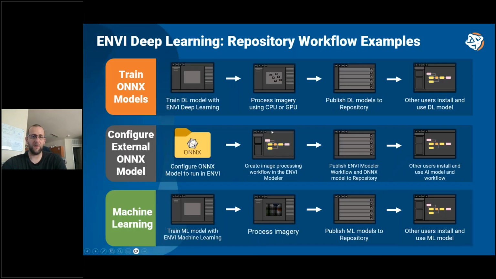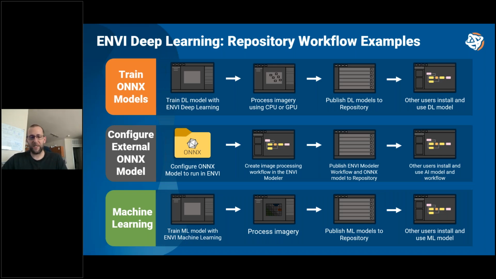And just to talk about some of the workflows that are enabled with deep learning and the repository, we're going to start with the middle one here, and then we'll talk about machine learning. Within ENVI, we have a special tool that lets you configure ONNX models to run within ENVI. Once you've configured an ONNX model, we'll typically create a paired ENVI modeler workflow to prepare data for analysis before processing with the model. And you can publish the ONNX model and the ENVI modeler workflow to the repository where other people can find, download, and install.